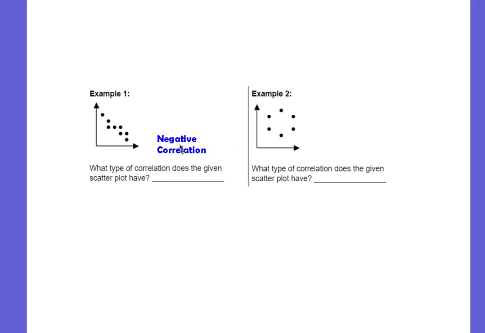If you selected negative correlation, you're correct. There is a line and there's a pattern, and most of these are going downwards, which is how I knew that it was a negative correlation.